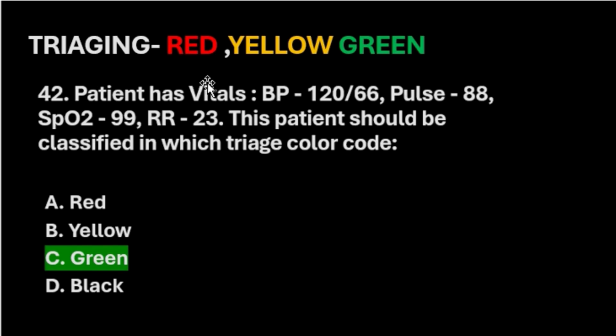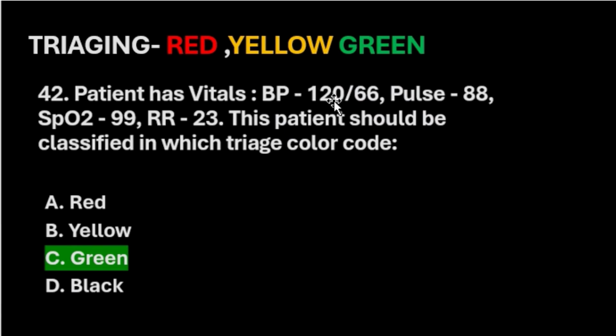Triage color codes red, yellow, and green. Patient has vitals BP 120/66, pulse 88, SpO2 99, respiratory rate 23. So this is looking like normal vital signs, and the normal vital signs of a non-urgent patient fall in the green triage color code.